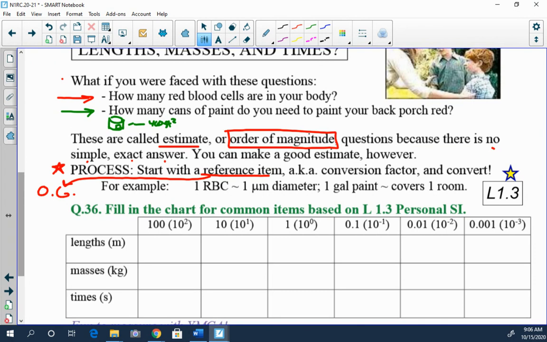So here's a couple of examples of a conversion factor. You might say one gallon of paint covers a room. Okay, well, then you can think of how much area a room is, and then how much area is my deck, etc. A red blood cell, if you know the size of one, roughly its diameter, well, then you can perhaps scale up: what's the diameter of a blood vessel, and how many blood vessels are there, etc. You might be able to make a decent estimate.